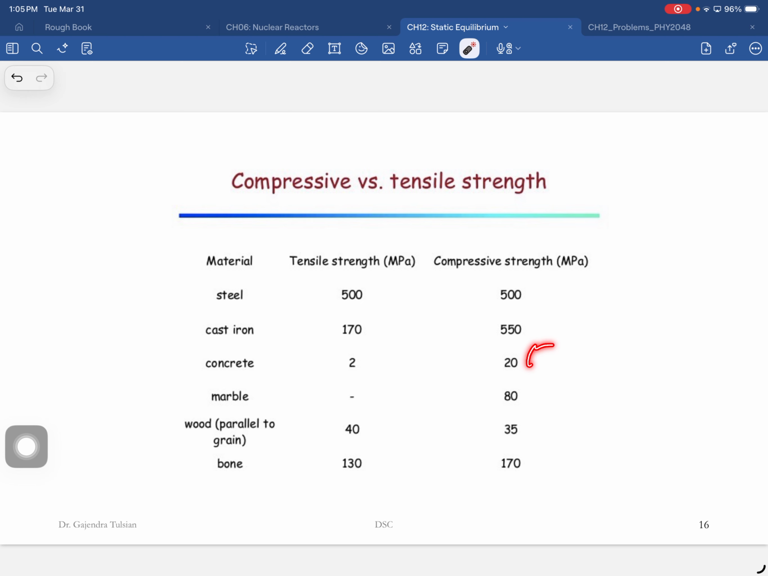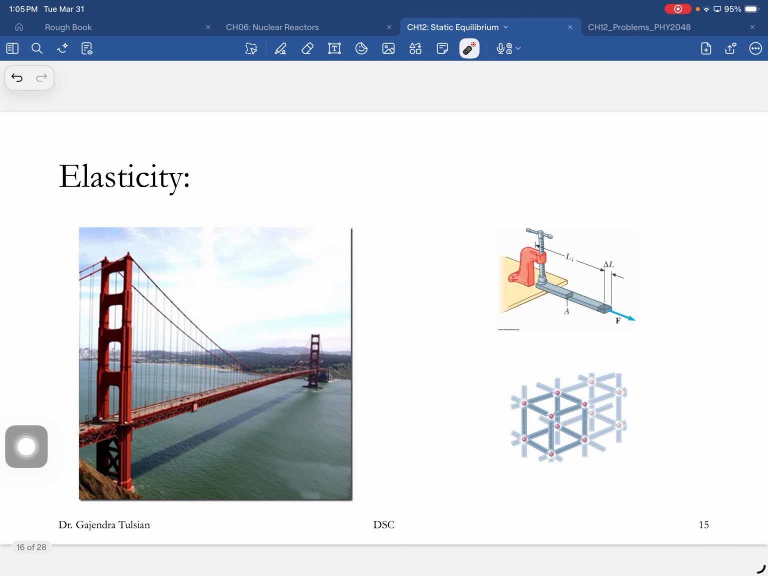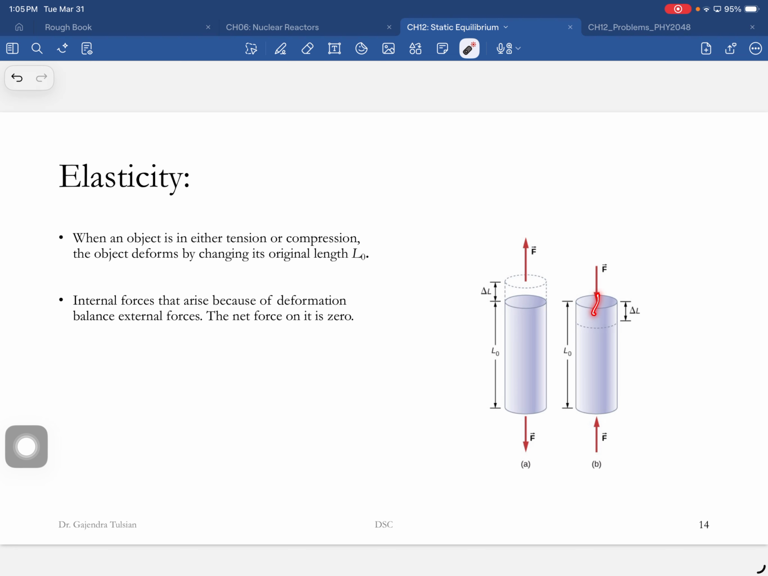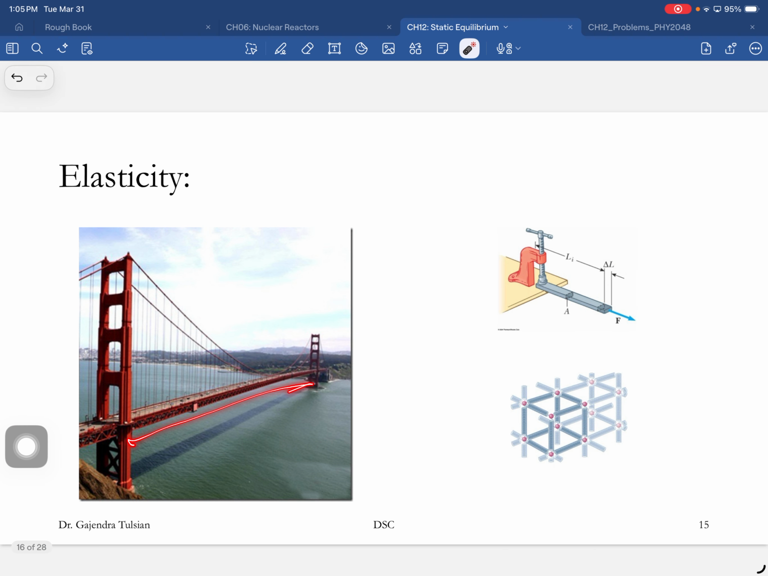Okay, why is this table important? Once you see this table, what you want to do is make sure that if you're using a concrete structure, the largest forces are always compressive. You can apply small tensile forces, but large forces, you always want them to be compressive. Okay? And that's what's gone into this design.